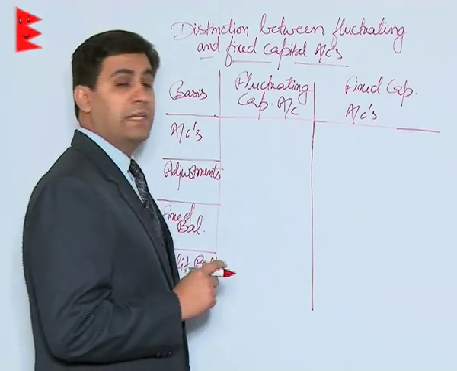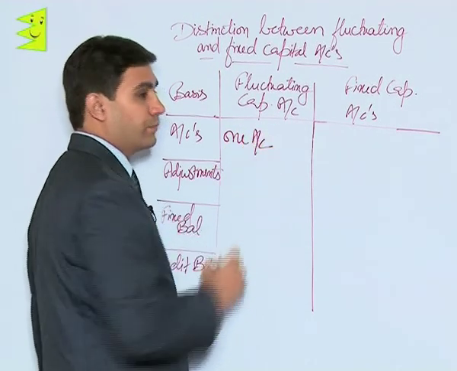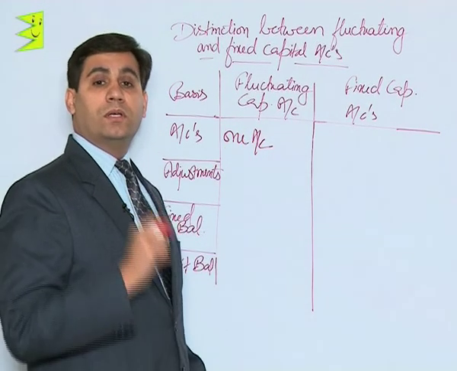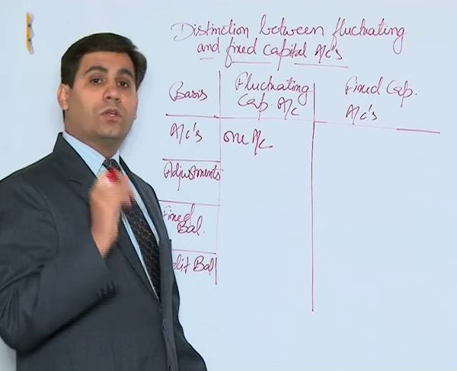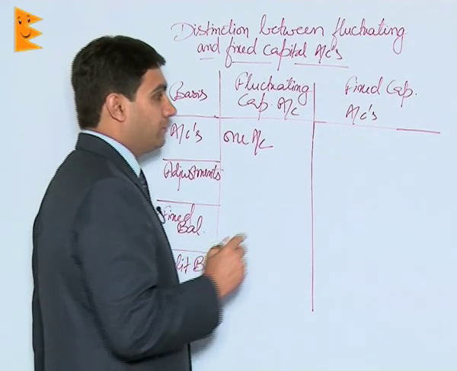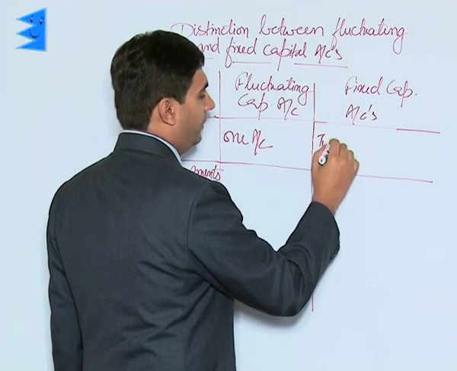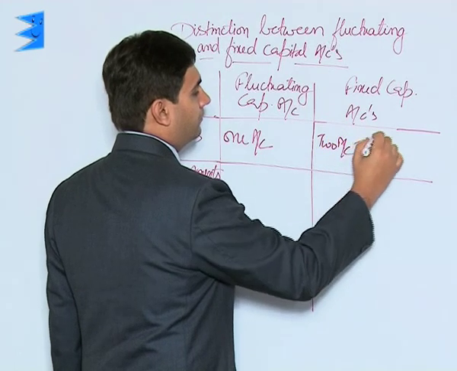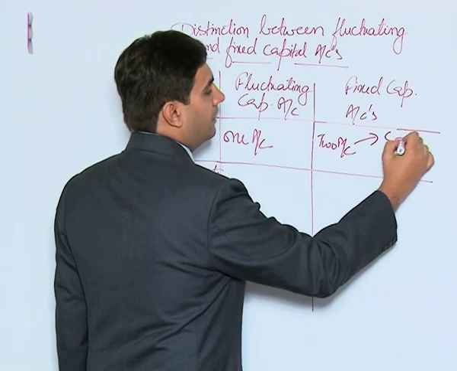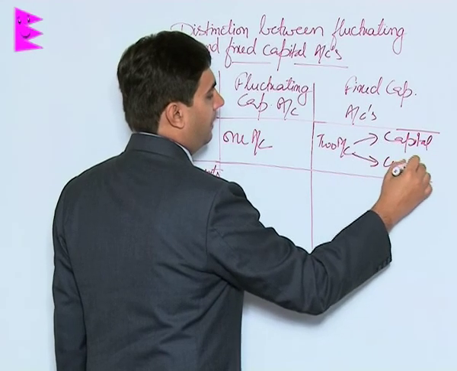In case of fluctuating capital accounts, there is only one account that is prepared, and this one account is the capital account. All the entries are passed through this particular account. Whereas in case of fixed capital accounts, we have two accounts, they being capital accounts and current accounts.